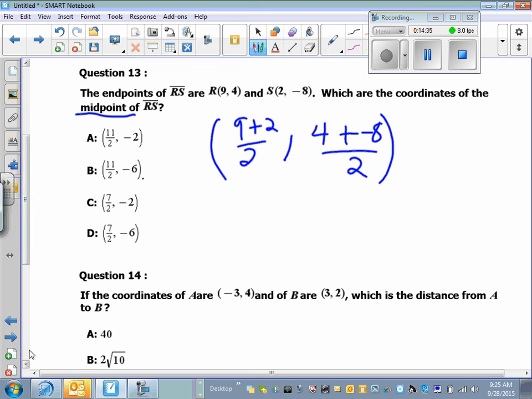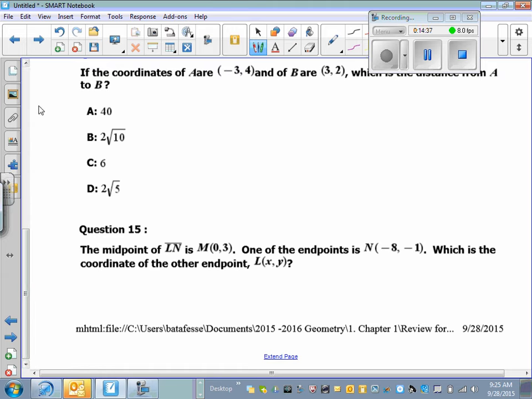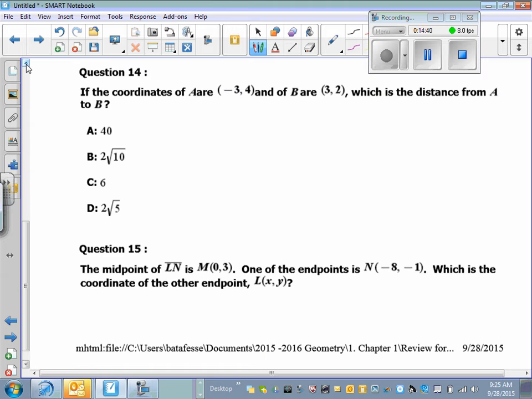All right, 14. Sorry. If the coordinates of A are negative 3, 4, and B are 3 and 2, what is the distance? So again, you're talking about distance. Those of you who like to graph it, go ahead and graph it, and you can find it by using a squared plus b squared equals c squared. So one point would be negative 3 and 4. The other point would be 3 and 2. So you have to find this distance.